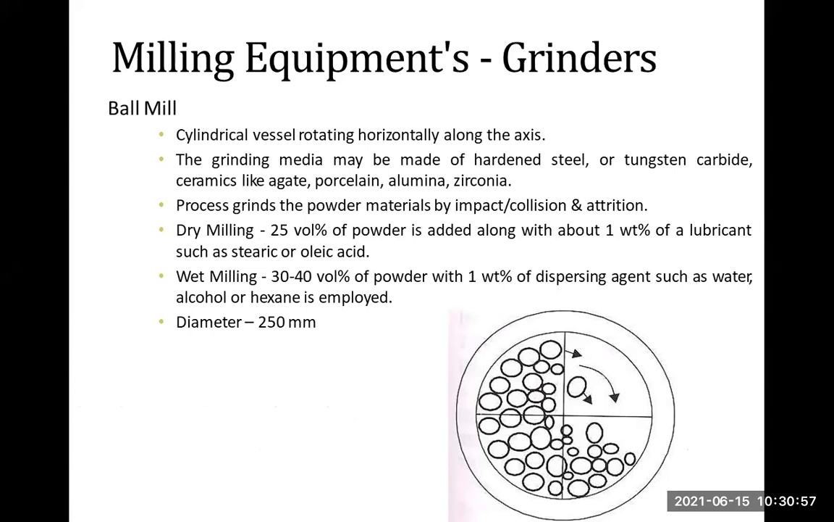In case of ball mill, this is our best example, wherein with the help of ball milling, most of the material or powder is manufactured. Here, the ball mill consists of a cylindrical vessel which rotates horizontally along its axis. The grinding media are made out of hardened steel or tungsten carbide, or ceramics like agate, porcelain, alumina, zirconia. So these are the grinding media.